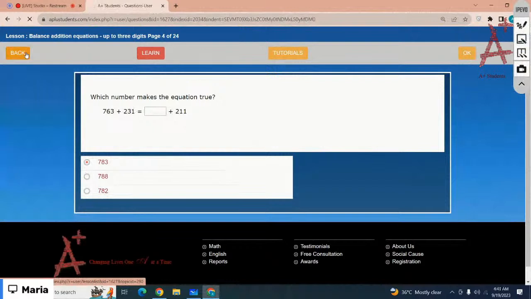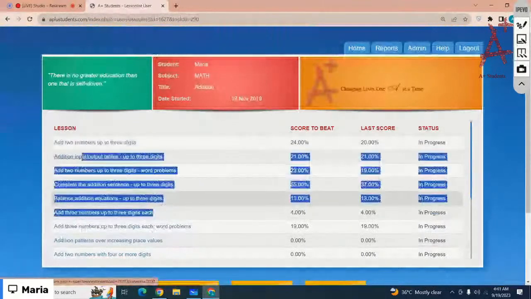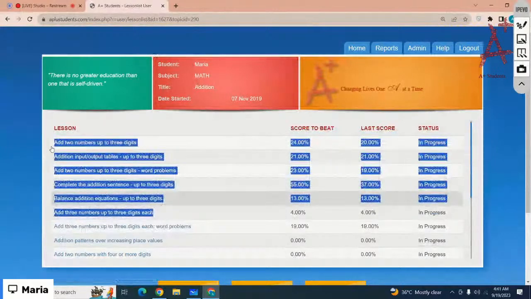So we're working on grade 3 math. The chapter we're working on is addition. The lessons we have covered today are add two numbers up to 3 digits, addition input output tables up to 3 digits, complete the addition sentences up to 3 digits, balance additions and equations up to 3 digits. And the one we just did is add three numbers up to 3 digits, right?